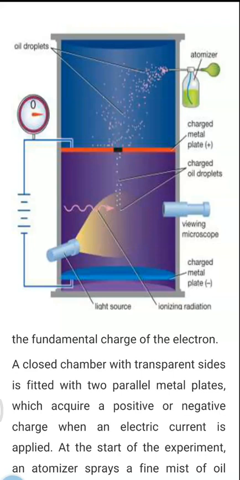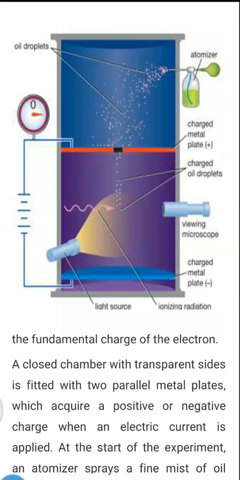As soon as the drops were sprinkled, the air in the chamber was irradiated with X-rays. Due to the irradiation with the X-rays, the air got ionized. Once the air got ionized, it released electrons. Those electrons were captured by the oil droplets. Now the oil droplets have acquired a negative charge. Now the field will be switched on.